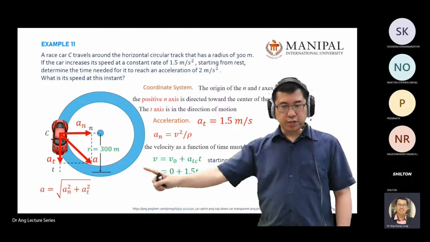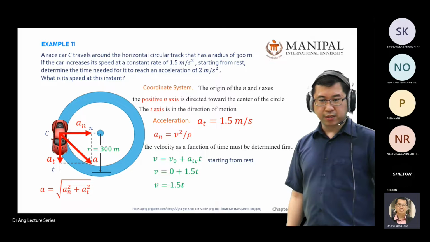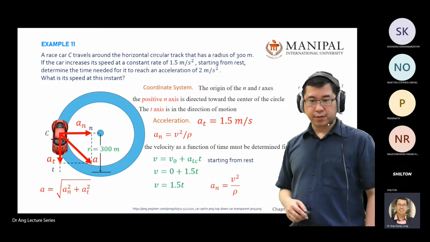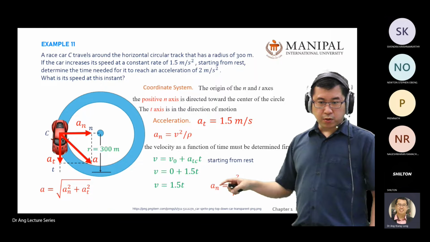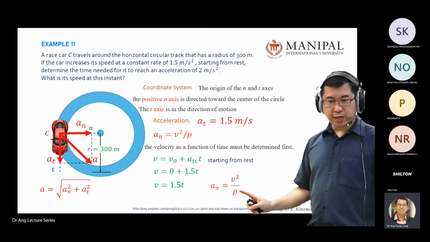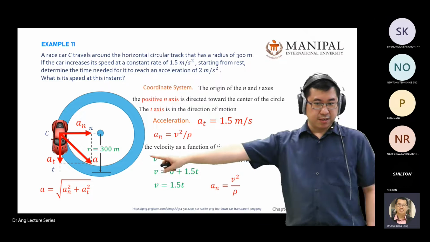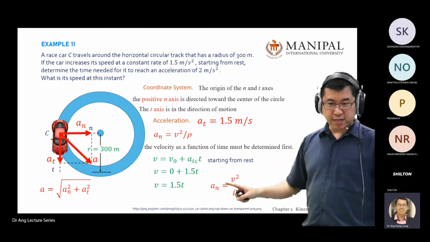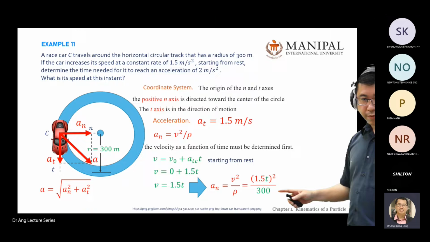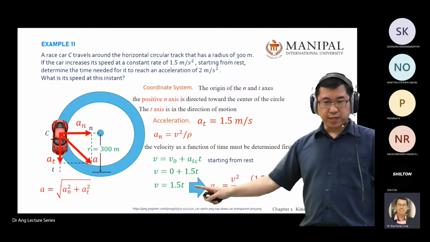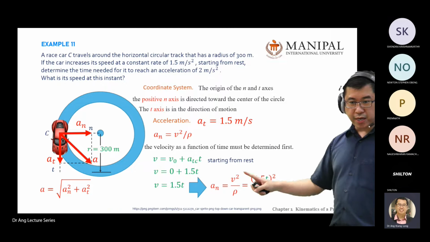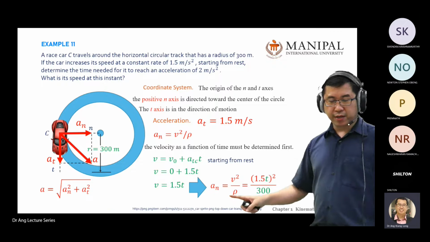So our next step in the strategy is to solve for t. How do we find t? Let's look back at any information that we can use. You know that your AN equals V squared divided by rho. Do we have the rho? Do we have the radius? Right, you have the radius. So what is your V? V is the equation 1.5 t. Substitute this one inside here, you get an equation for your AN.